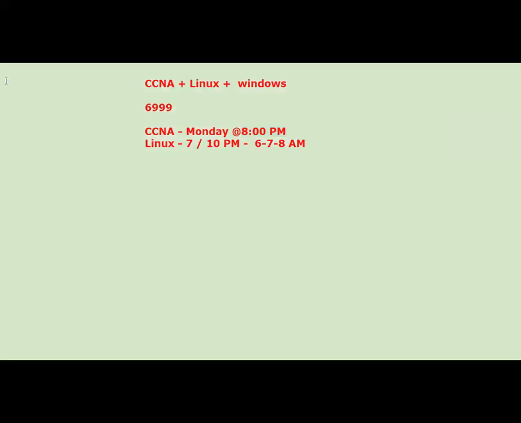Now, let me add one more thing. This is not the only package I'm offering. There is one more package, with AWS, Amazon Web Services, plus Linux administration plus Windows administration. Linux and Windows administration are the same in both packages. The different thing is that instead of CCNA, I have added Amazon Web Services here. For this package also the price is 6,999.